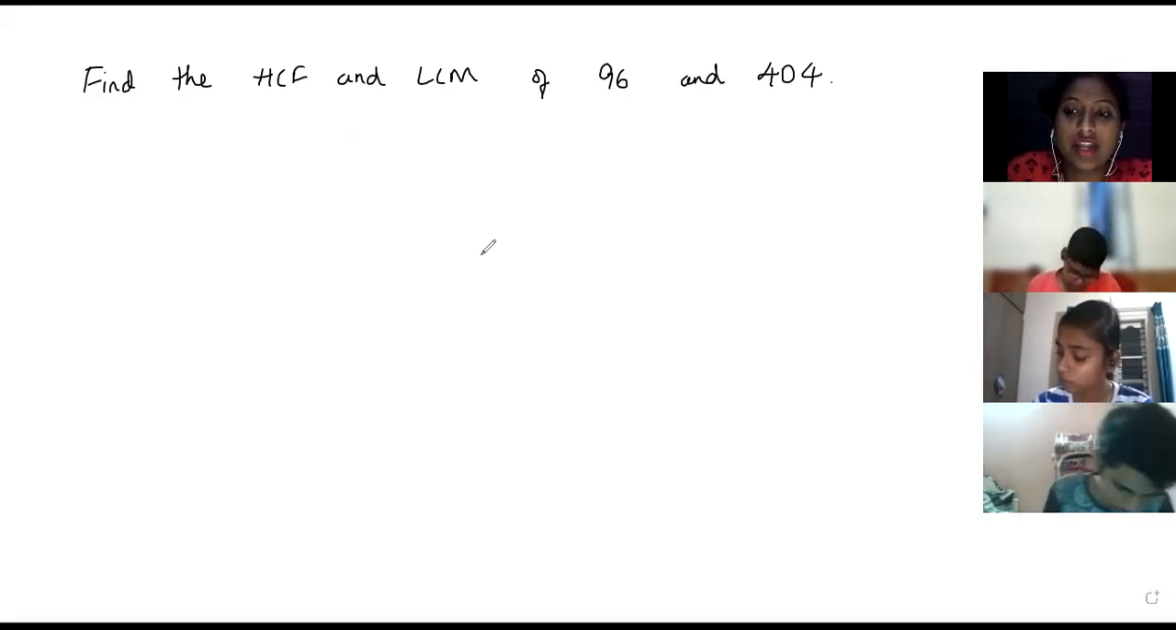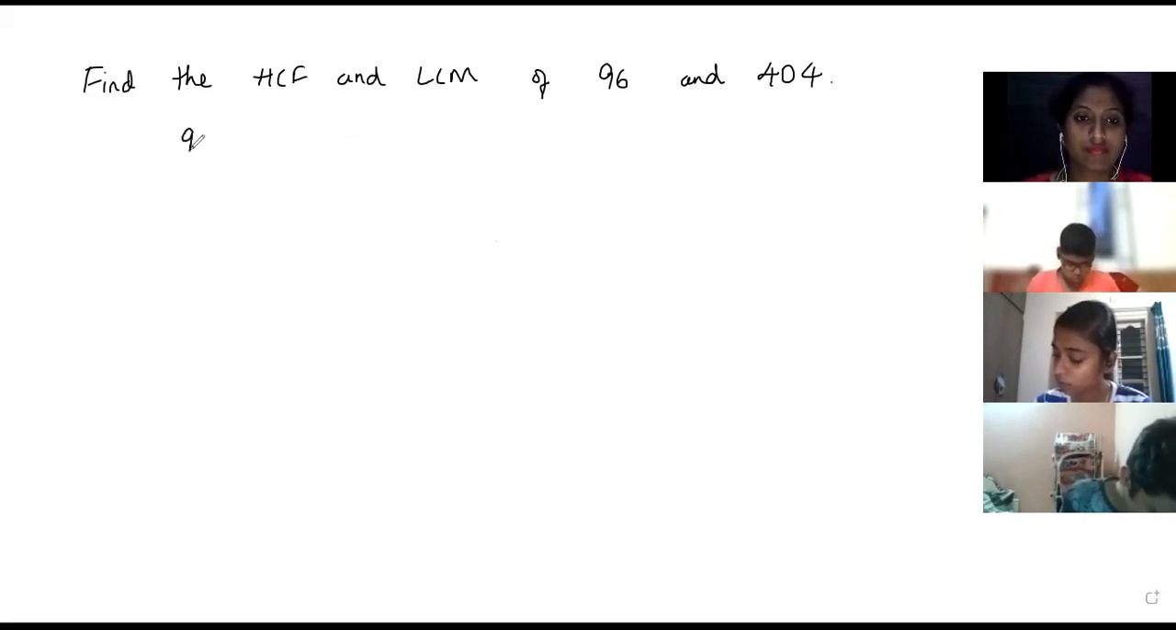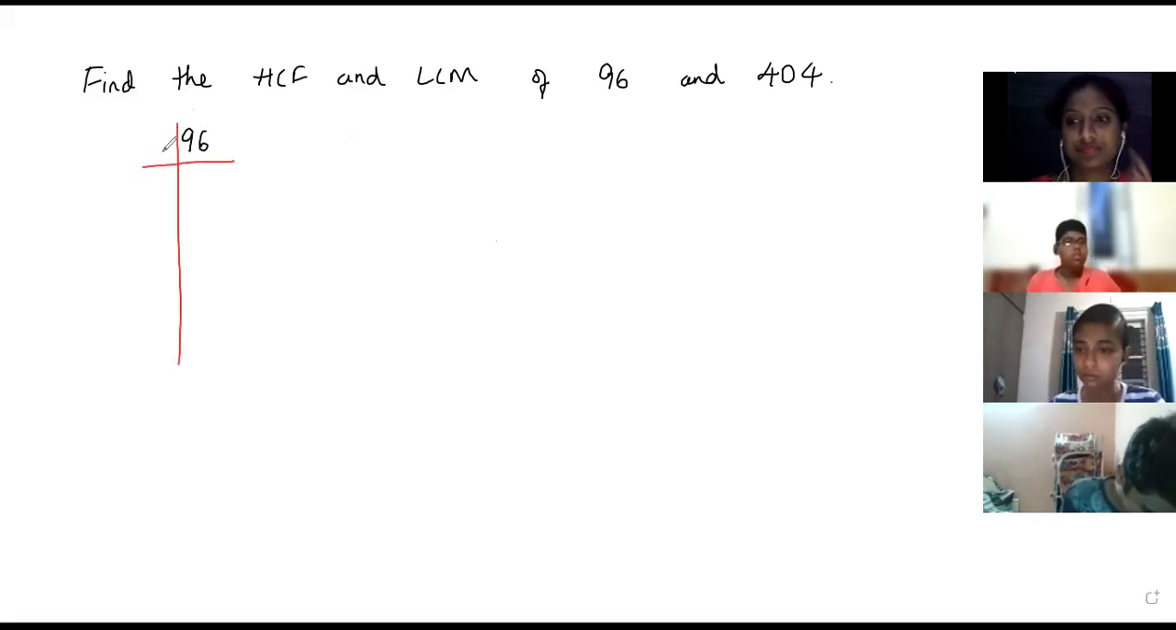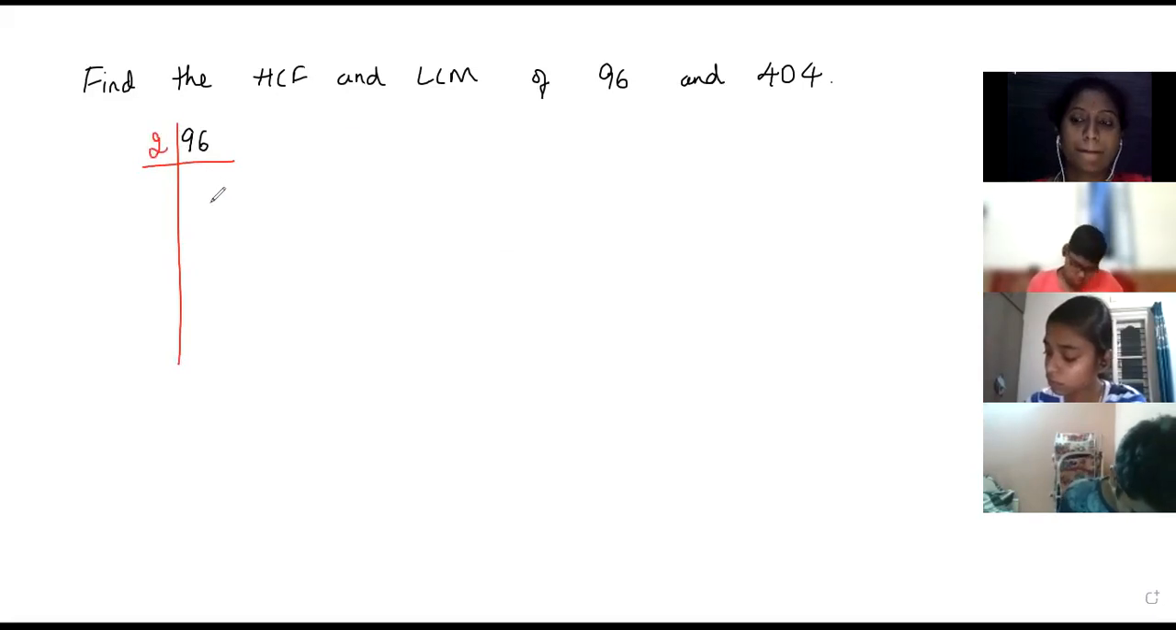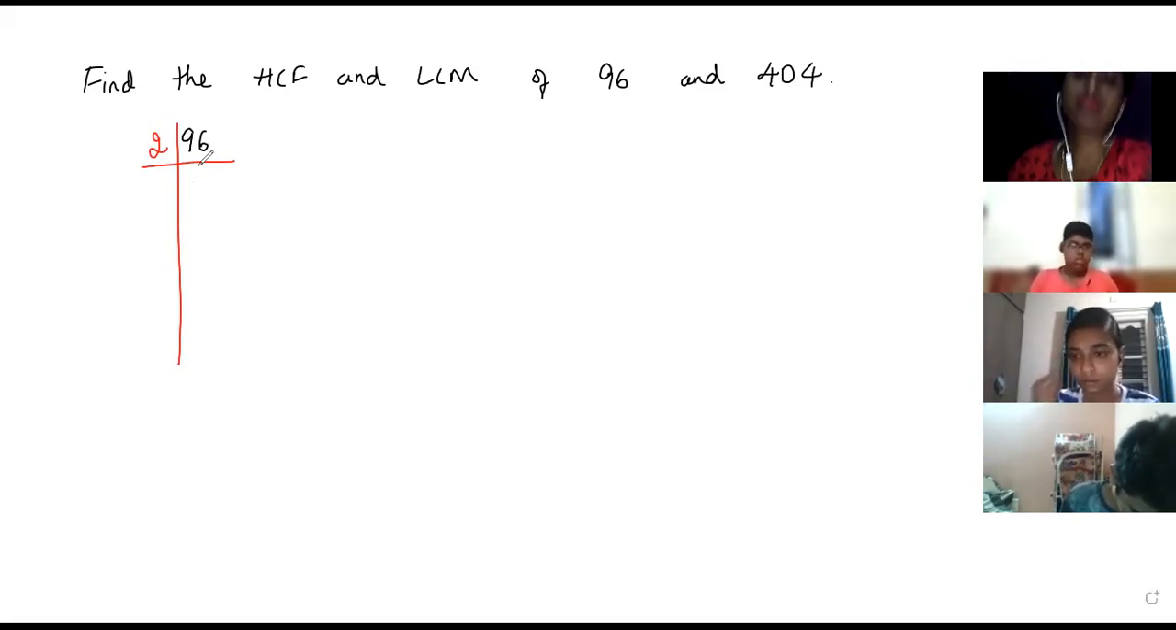Prajwal, give me the factors for 96. 3, 2, 2, 2, 2, 2. Go with 2 first. Always start with the smallest prime number. Don't directly jump into 3, 5, 7 like that. Start with 2. If you cannot divide a number by 2, then go for 3. If you can't divide it by 3, then go for 5. Go one after the other. Don't go for bigger numbers.